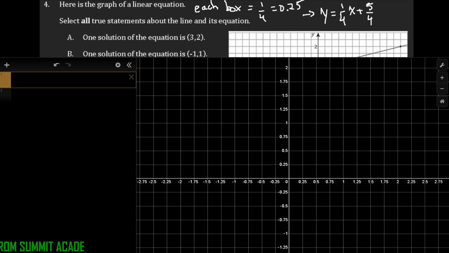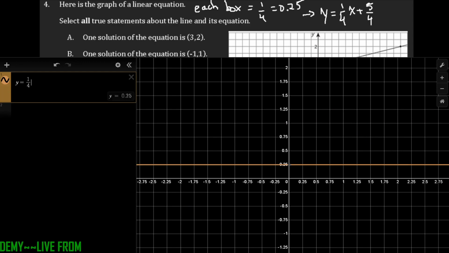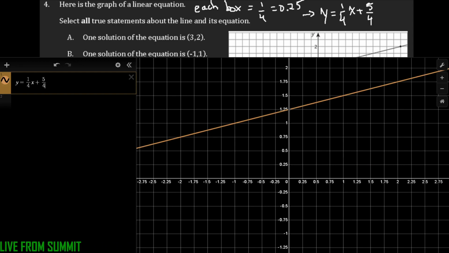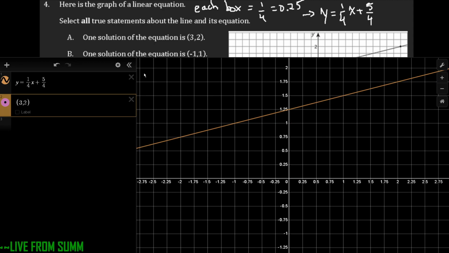We're going to say our equation is y equals 1/4 x plus 5/4. Notice how it goes through that point, and it's also on the point of -1 and I think it's 0.75. But what we can do now is test these values. On that first choice, it says one solution of the equation is 3, 2. So we're asking, is the point 3, 2 on the line? Let's find out.